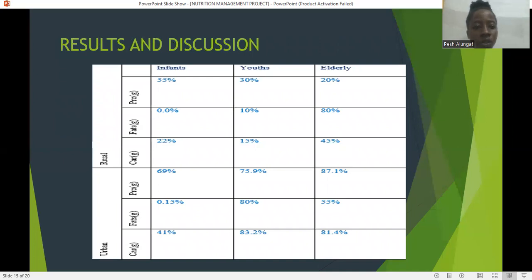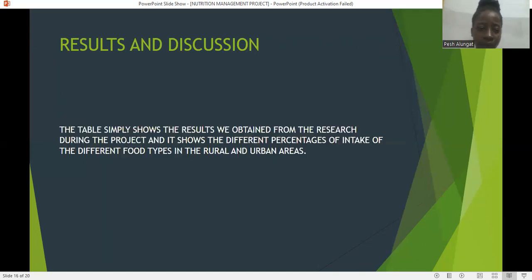Results and discussion. So we managed to carry out some research. So it is majorly depending on the urban and rural people, and of which we are looking at the infants, the youths, and the elderly. So we are having the percentages of the different foods in their bodies, or the food intake, carbohydrates, fats, and proteins. So like the table you've seen, it simply shows the results we obtained from the research during the project, and it shows the different percentages of the intake of the different food types.